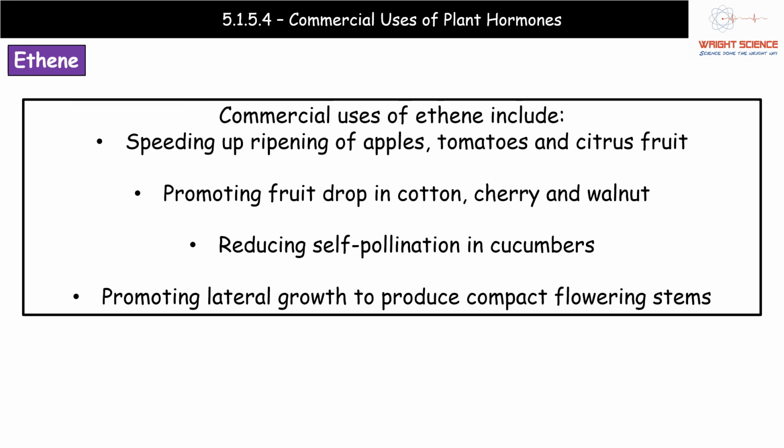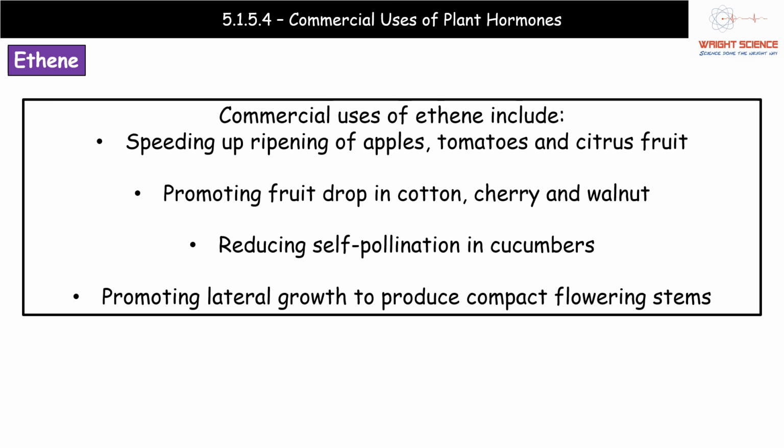The other places we can use it in terms of commercial factors is in the cotton, the cherry and the walnut industries, and it's all to do with spraying those crops with ethene, and it then helps promote that fruit drop. So it's all about harvest there. If we think about cucumbers, by spraying our cucumber plants with ethene, it reduces that self-pollination, because cucumbers are wonderful little plants that can pollinate themselves. And again, if they're pollinating, they're producing these seeds, and they don't really want a whole load of seedy cucumbers.